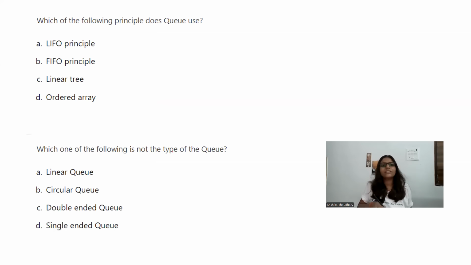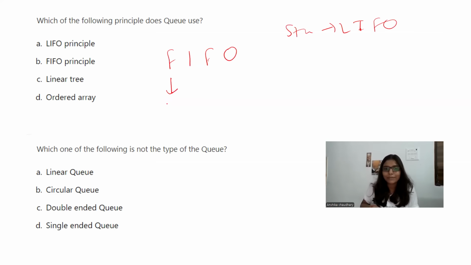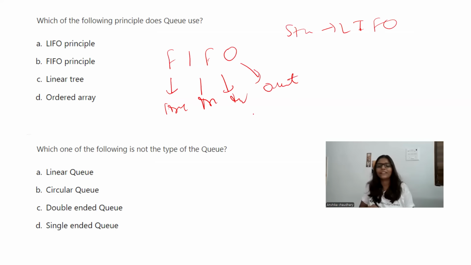So the next question is, which of the following principles does a queue use? So a queue is based on the FIFO principle, and a stack is based on the LIFO principle. Let me clear up FIFO. First in, first out. Don't consider my handwriting, right? So first in, first out. The real world example of a queue is, suppose whenever you go to a movie, you ask for a ticket, right? So what is the rule for ticket distribution?